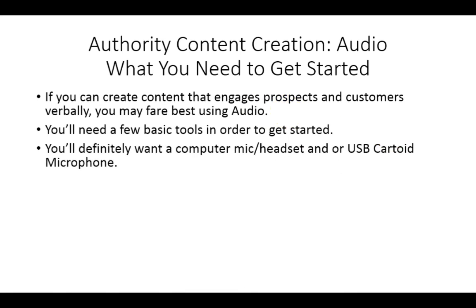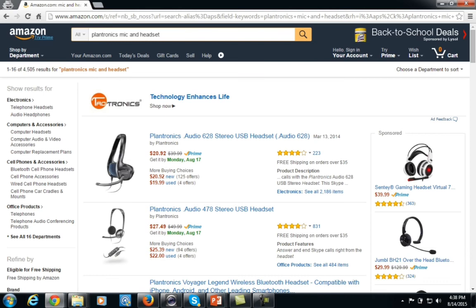Now, you'll definitely want a computer mic and headset and/or a USB cardioid microphone. Now, these items do not have to be super expensive. If you do a simple search inside of the Amazon website, you'll notice that there is a Plantronics Audio, I think it's a 628. You'll see that it's a general headset. This is just fine to be able to create audio using your personal computer, whether you use a Mac or an actual PC.